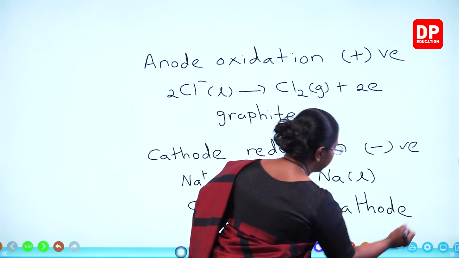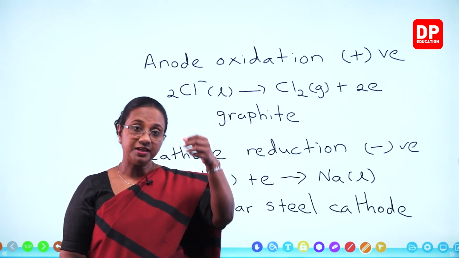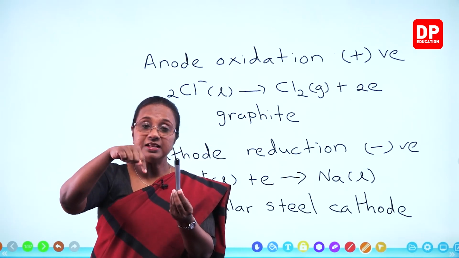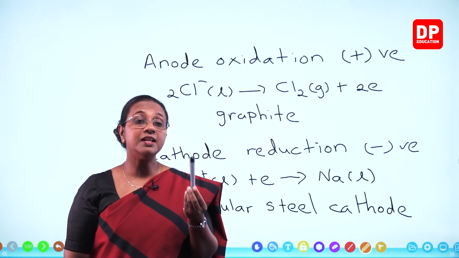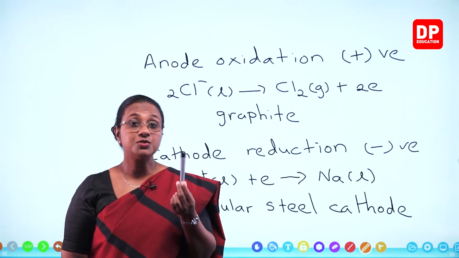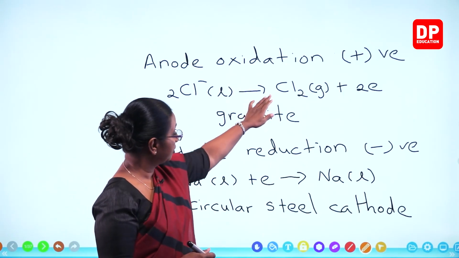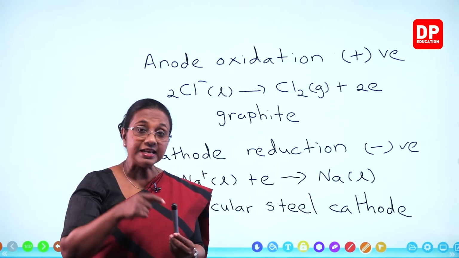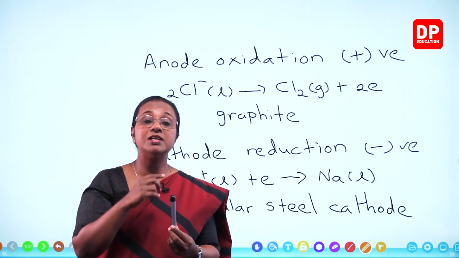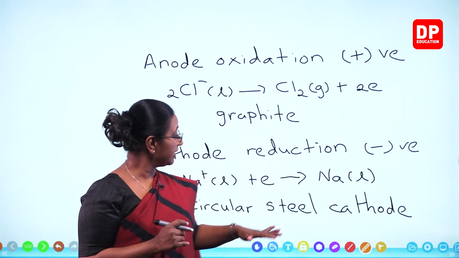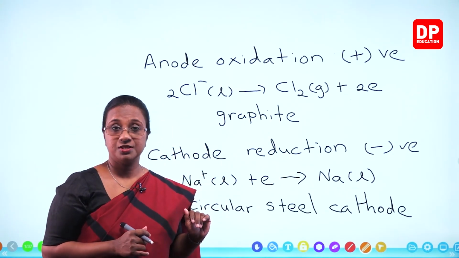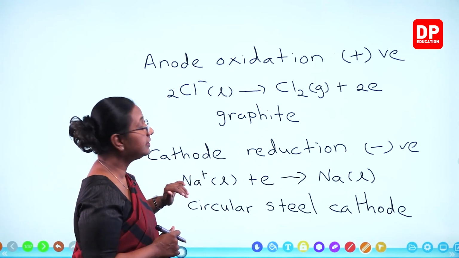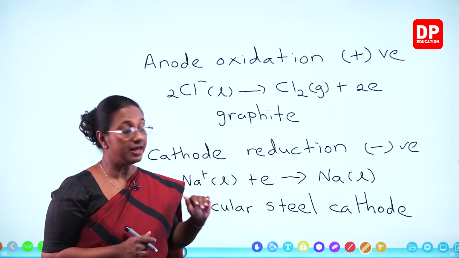So I have explained this to you all students. We have the carbon graphite rod in the middle like this, and around that there is a perforated circular steel diaphragm so that it prevents the mixing of chlorine gas with the sodium liquid that is produced. Then around that we have the circular steel cathode. So that is where the reduction occurs. So you have to remember that, students. Anode is graphite and cathode is the circular steel cathode.